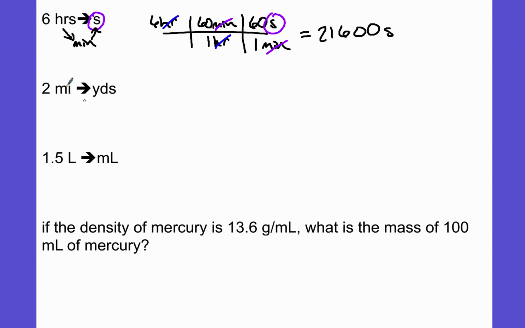So the next one, miles into yards. Again, maybe you do, maybe you don't know how many feet are in a mile. So that's my strategy here. I'm going to change miles into feet first, and then I'm going to change feet into yards, because I do know that there are 5,280 feet in 1 mile.